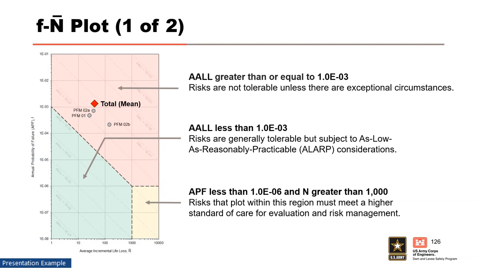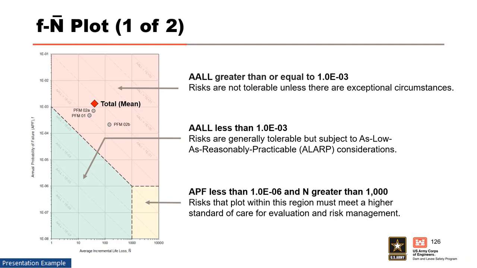The Corps of Engineers Average Annual Life Loss Guideline is shown as the black dashed diagonal line, and it applies to both dams and levees. Risks are unacceptable when the average annual life loss is greater than or equal to 1 times 10 to the minus 3, except in extraordinary circumstances.